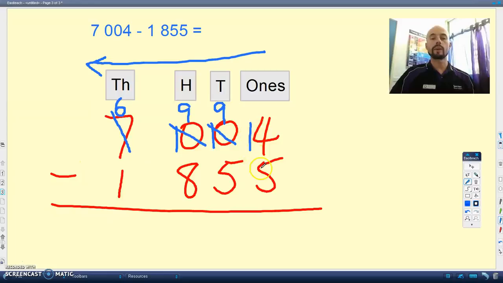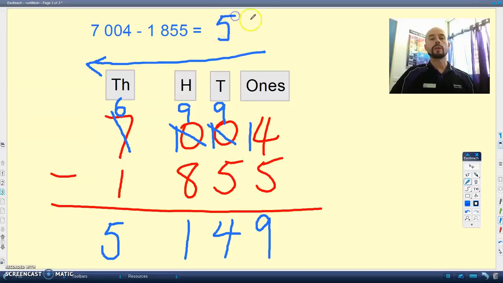14 take away 5. 14, count back 5 is, you got it if you're thinking 9. 9 take away 5 is 4. Move to the next house. 9 take away 8 is 1. 6 take away 1 is 5. And there it is, boys and girls. The answer is 5,149. So that's a subtraction algorithm.